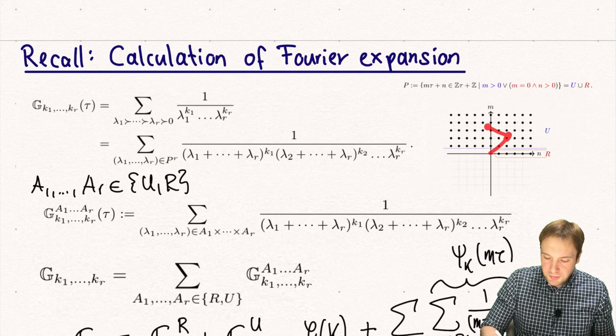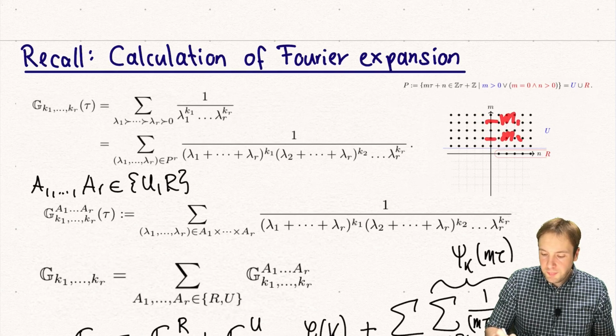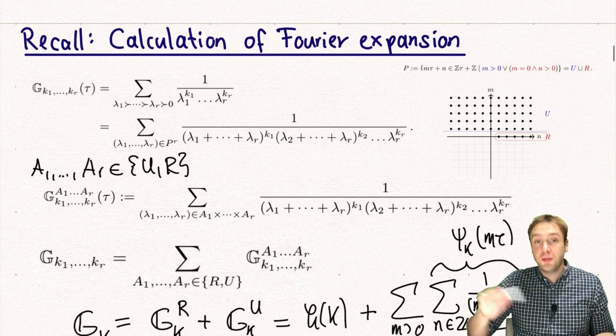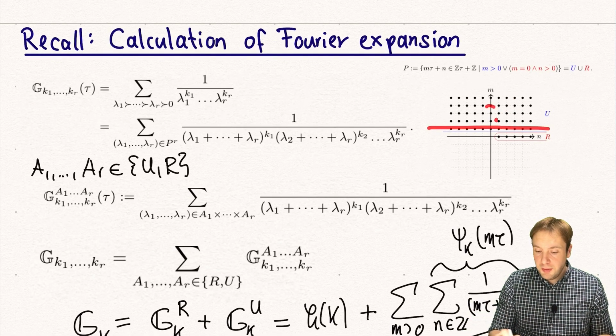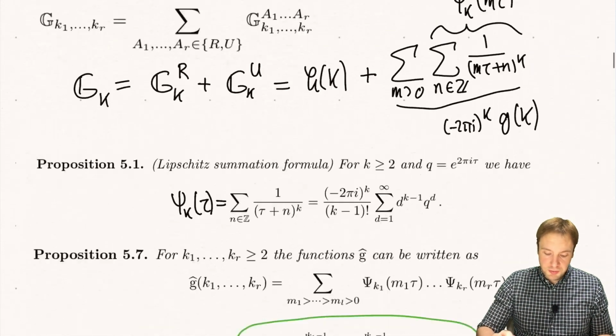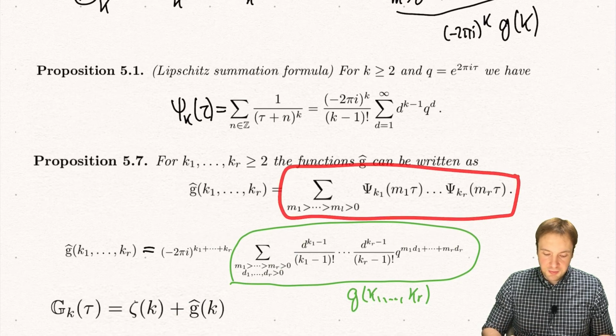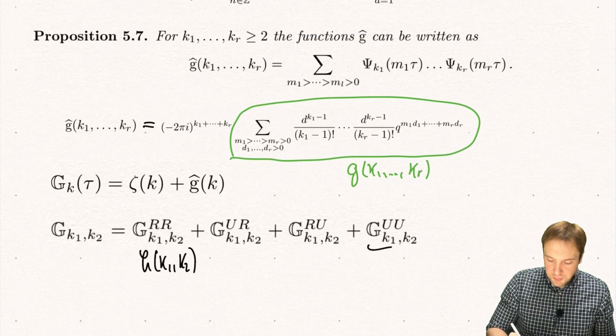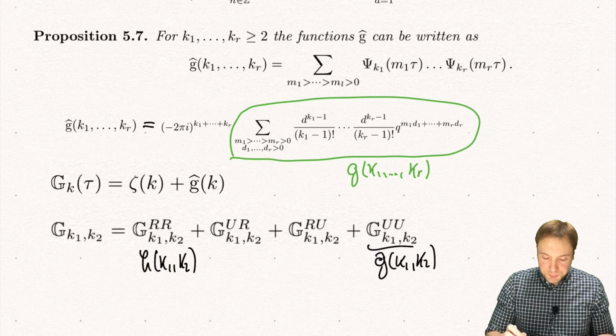So I have a sum like this. So for each of these lattice points, I can have an m. So m1 and m2. So I can take a sum over m1 greater than m2. And for a fixed m, I again have these monotangent functions. And therefore, I get a sum like this. So this here is always g hat k1, k2.